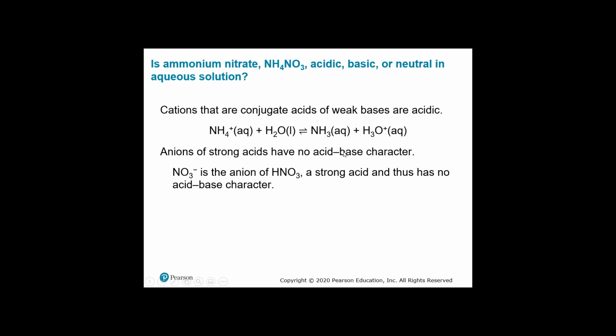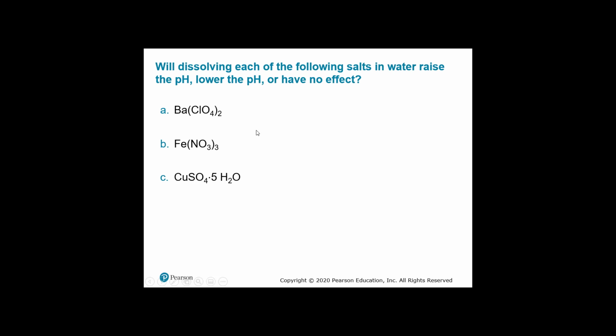Anions of strong acids, again, have no acid-base character. The nitrate is the anion of nitric acid, and thus has no acid-base character. So this one is also one that we wouldn't pay attention to.